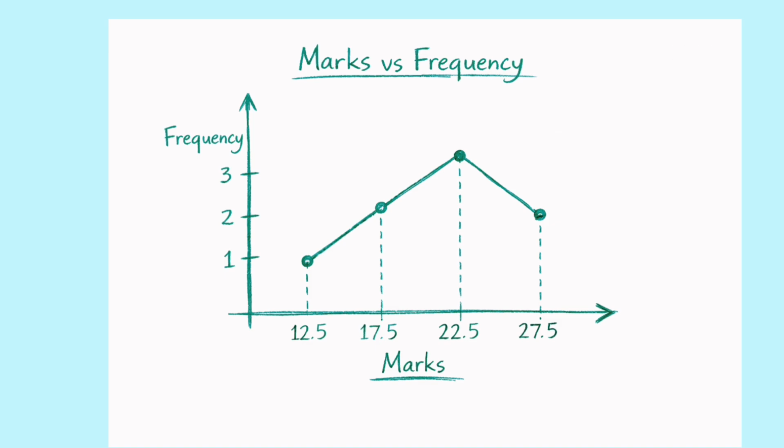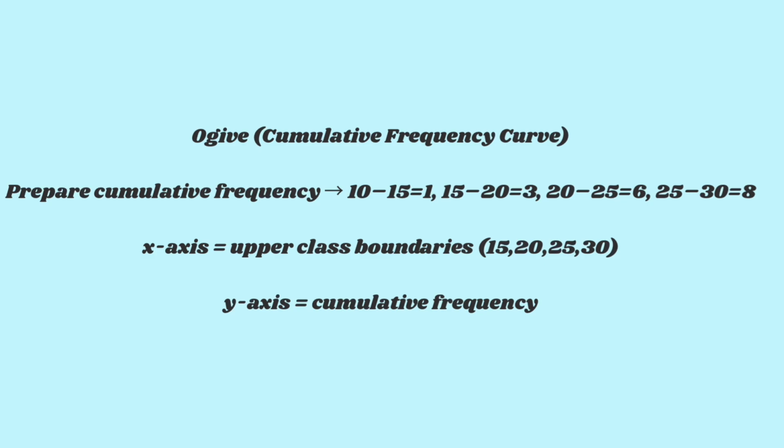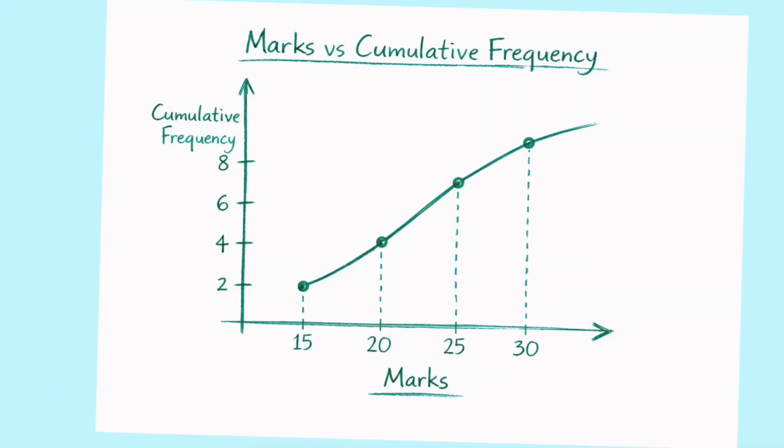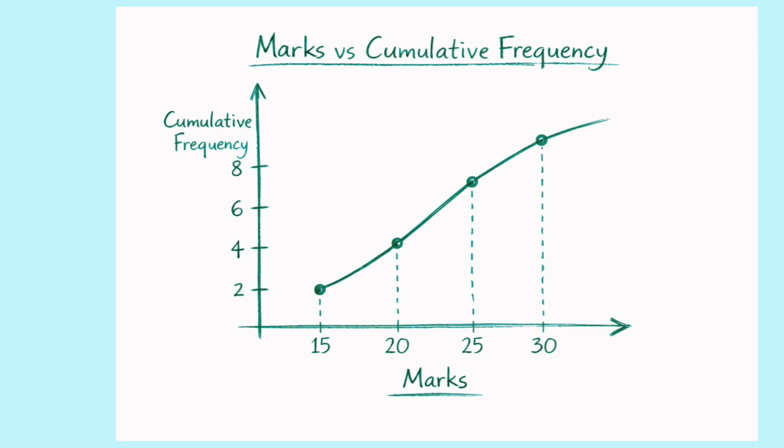Next is the ogive, the cumulative frequency curve. So we will prepare the cumulative frequency curve. 10 to 15 is 1 time, 15 to 20 is 3 times, 20 to 25 is 6 times, 25 to 30 is 8 times. On the x-axis we will take the upper class boundaries 15, 20, 25, 30, and the y-axis will be our cumulative frequency. You can see here in this sketch, marks versus cumulative frequency.